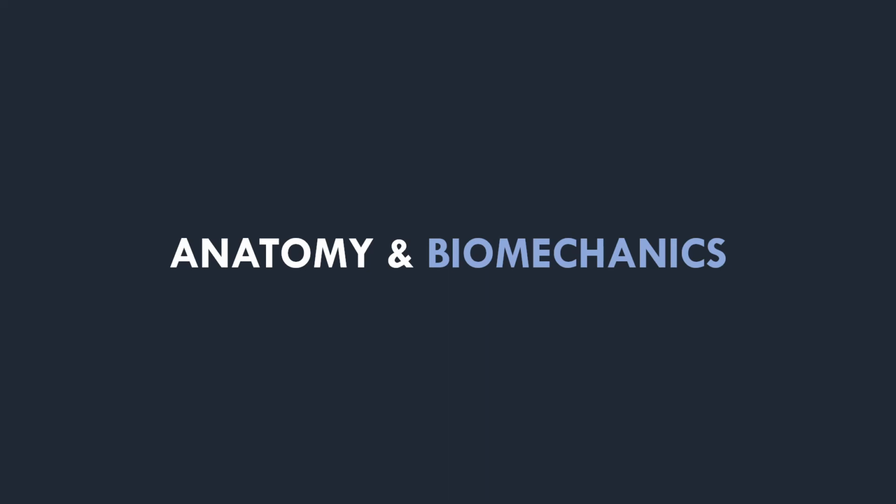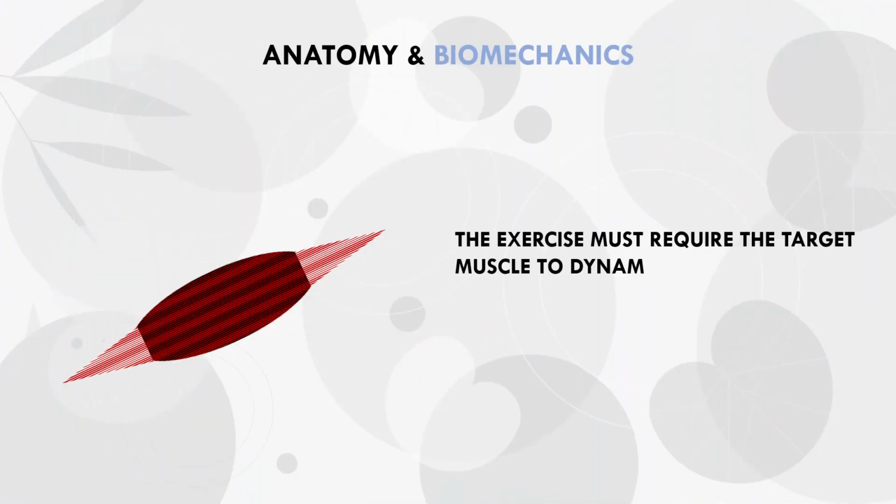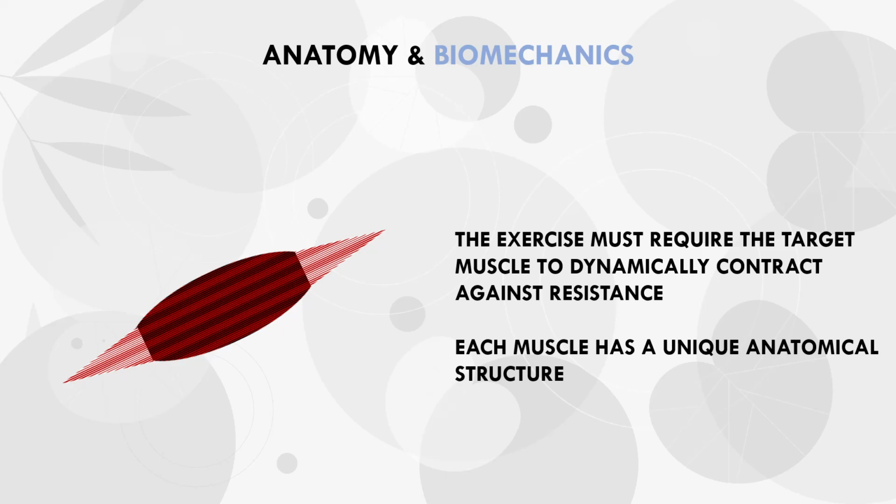The first and most important consideration for exercise selection is the anatomy of the muscle being targeted and the biomechanics of the lift. Simply put, the exercise must train the target muscle. This means the exercise should require the muscle to dynamically contract against resistance in order to move the load. If the muscle is not required to work, then it won't be stressed, and it won't receive a hypertrophic stimulus. All muscles have a unique anatomical structure, so trainees should select exercises which train the target muscle appropriately. We won't go into detail on the anatomy of each muscle, we just need to understand that this is the most fundamental consideration for exercise selection.